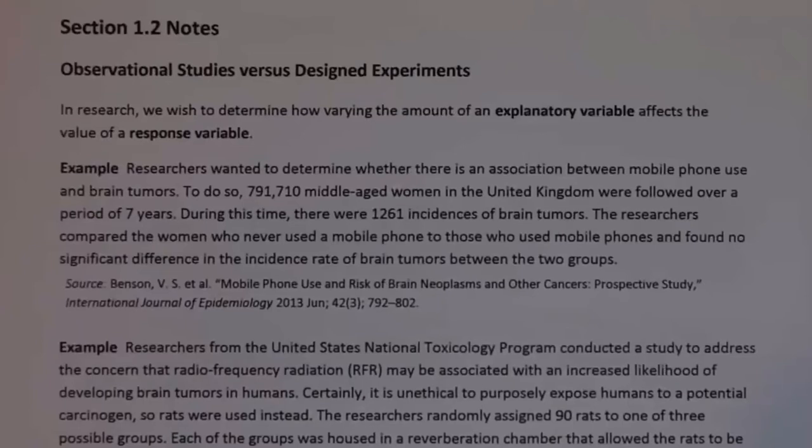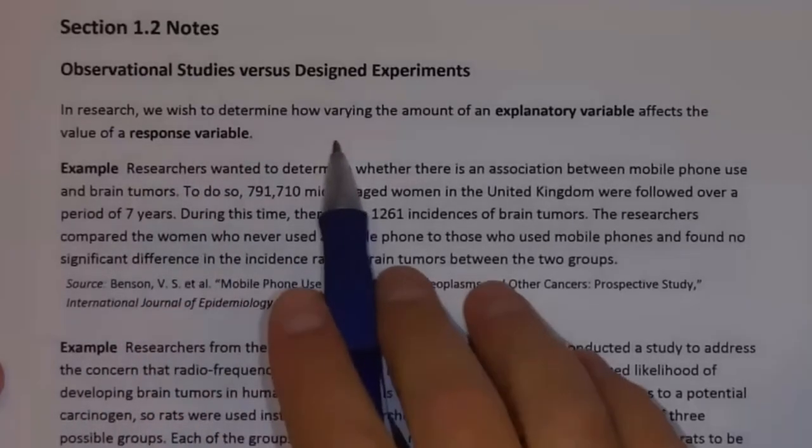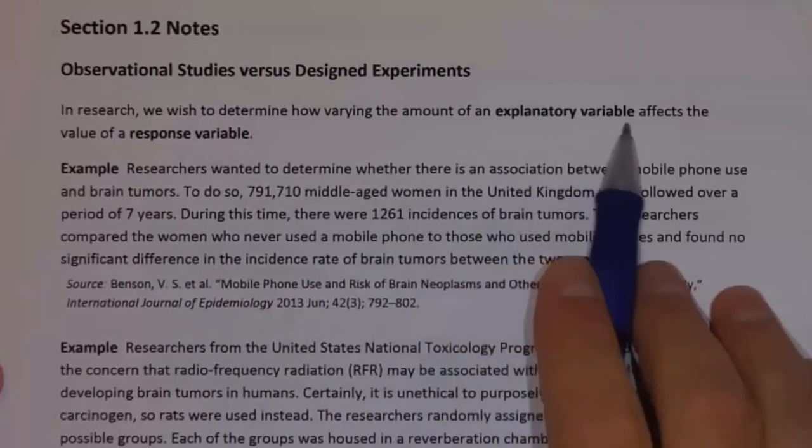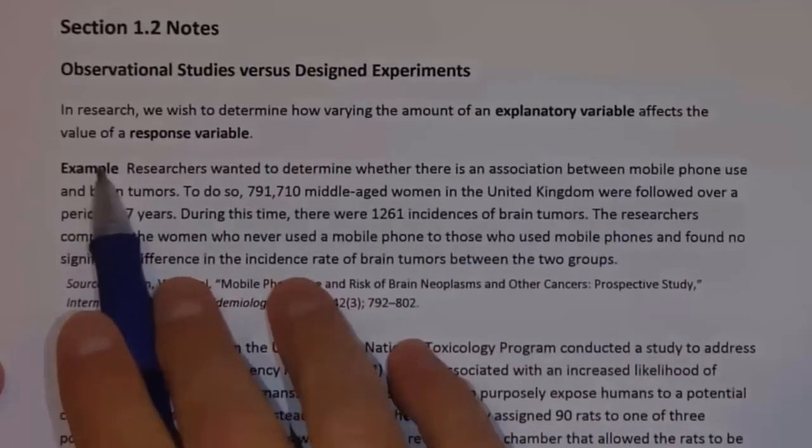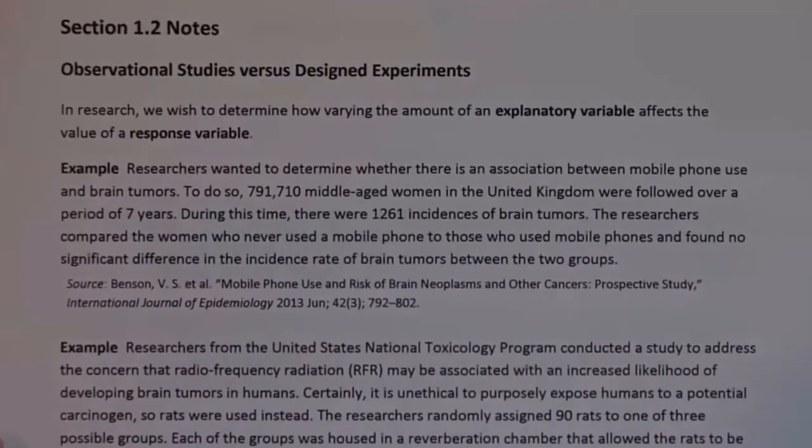So data is either going to be collected through an observational study or through a designed experiment, one of those two. Usually it's observational studies, but lots of times there's experiments as well. So what's the difference? In research, we wish to determine how varying the amount of an explanatory variable affects the value of a response variable.